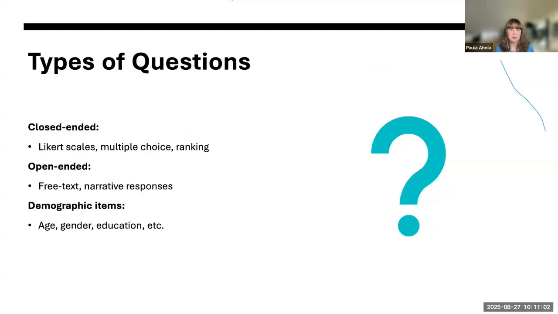And yeah, so this is already what I just touched on. So we have these closed-ended questions, which make analysis easier. So we have the Likert scales, multiple choice or rankings. And we will have the open-ended questions, which give participants space to elaborate, which is very valuable for exploratory studies.